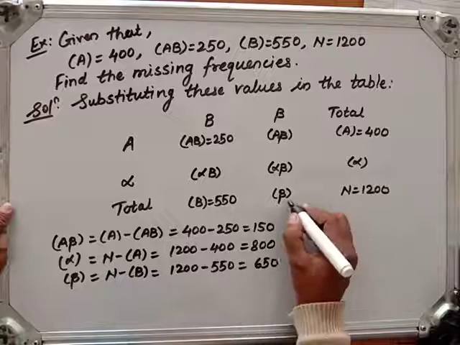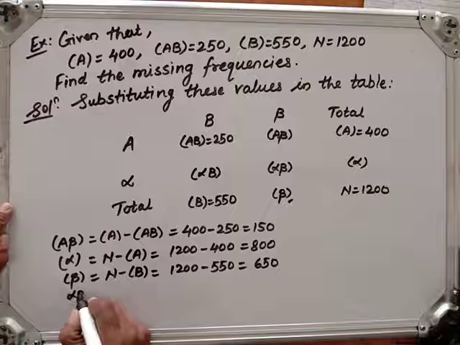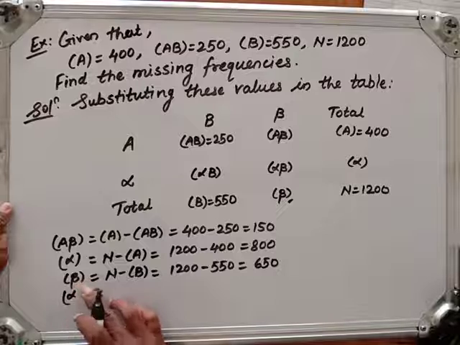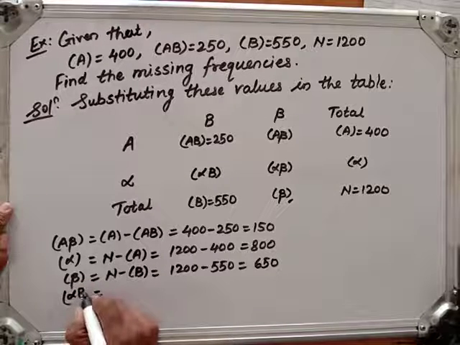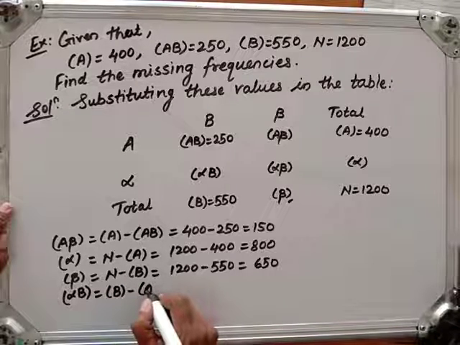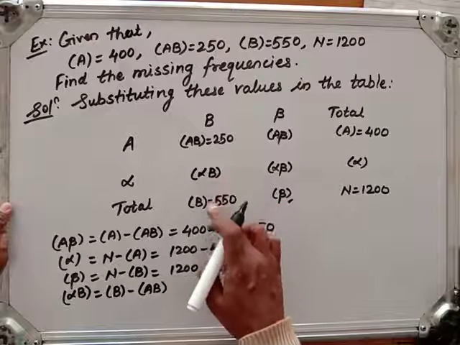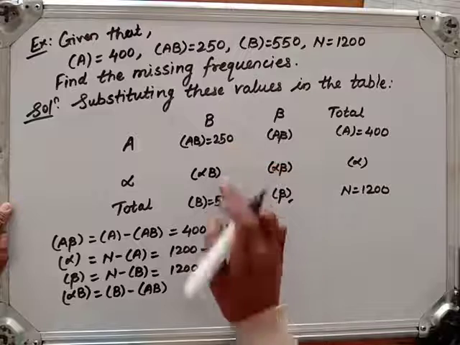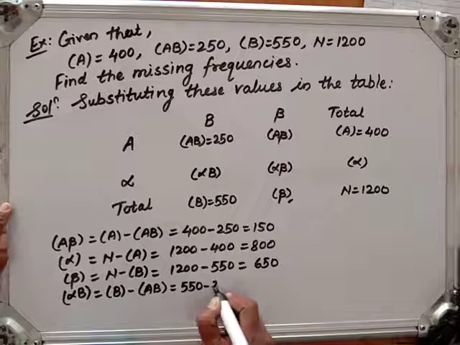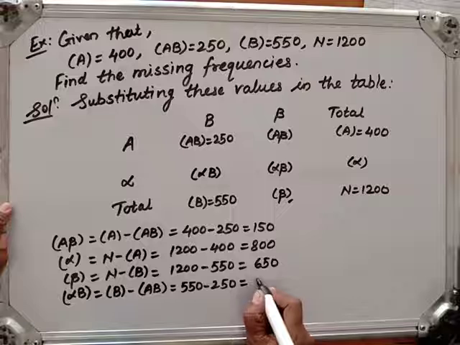650. Fine. So beta we get. Once we get beta, we can find out this. So now let's see another relation for alpha beta. For alpha B, let's see the relation for alpha B first. Alpha B has a relation B minus AB. It will be B minus what? AB. That can be determined. Fine. So it will be 550 minus 250. So what does that give? It will be 300.